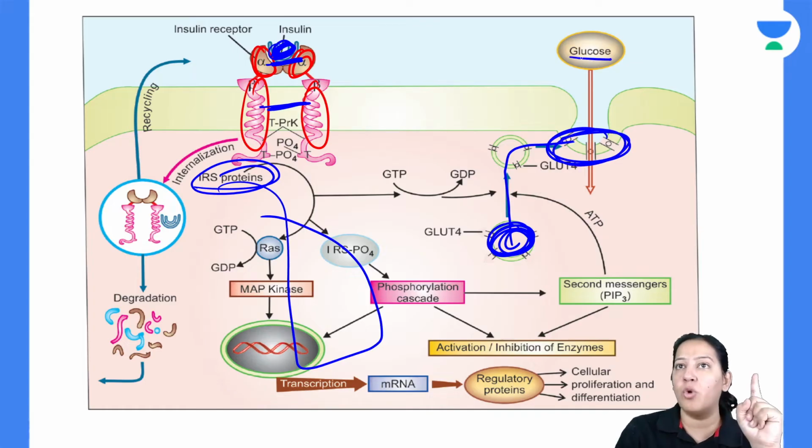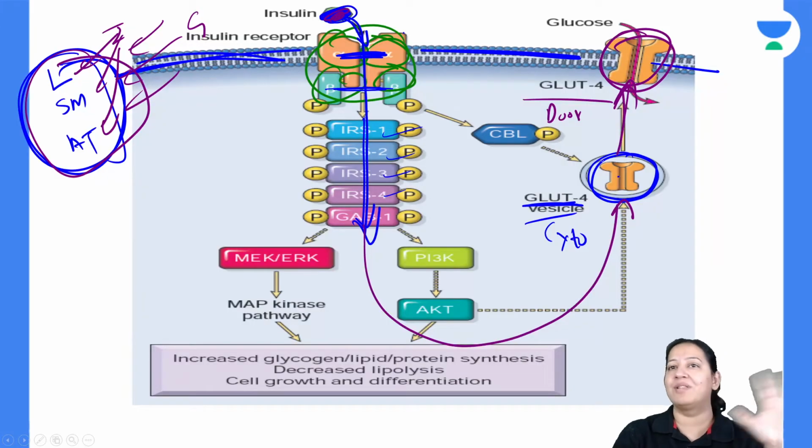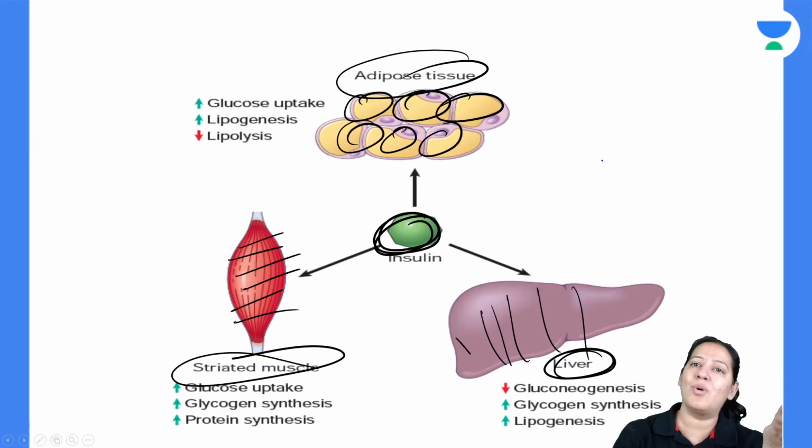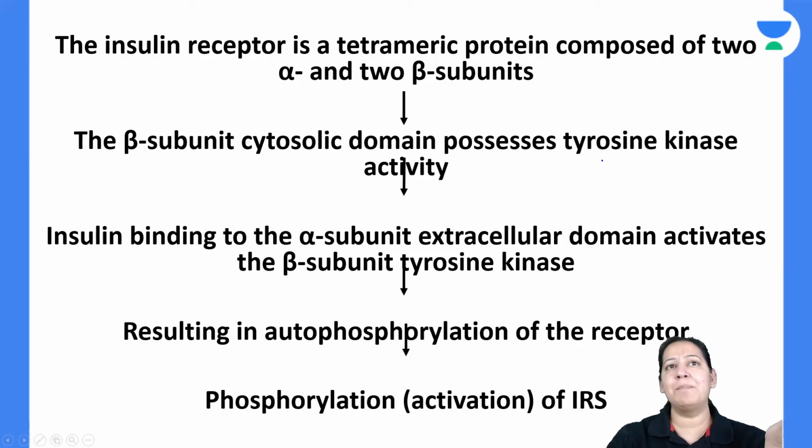So now the door for the glucose is implanted and glucose can enter these cells. Now you like this diagram? I have shown you all the diagrams from KDT, Robbins, and other books also. Whatever the information is, it is the same, right? So that is the mechanism of action.